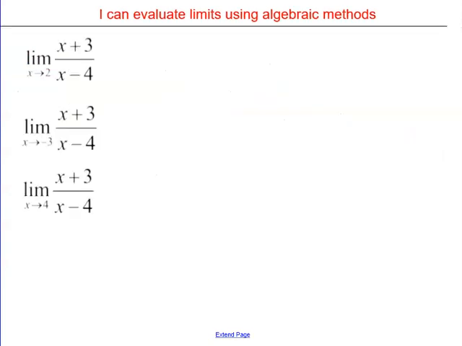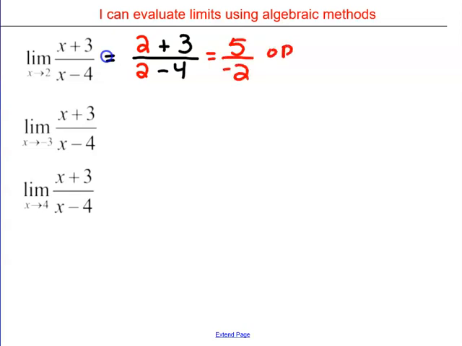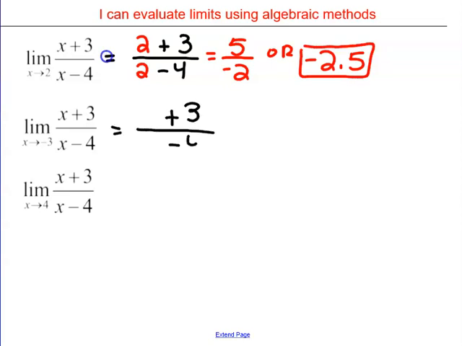All right, now we have some fractions. We're still going to just plug in and see what happens. So as x approaches 2, the function is going to approach negative 5 over 2. Or you can say negative 2.5, doesn't matter. Another one. Now it's approaching negative 3, which is fine.